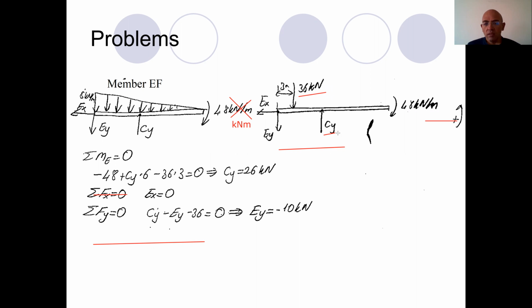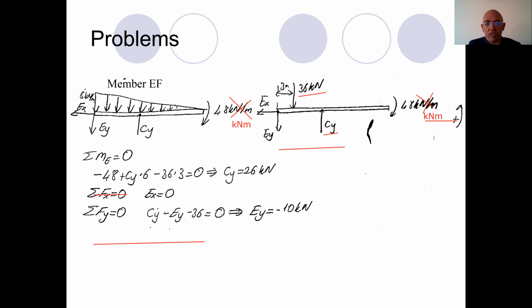So we have a CY that comes from the support at C. Again, this unit is wrong. This is not 48 kilonewton per meters. It has to be kilonewton meters. Okay, so we have the external moment, 48 kilonewton meters, which is in negative direction.